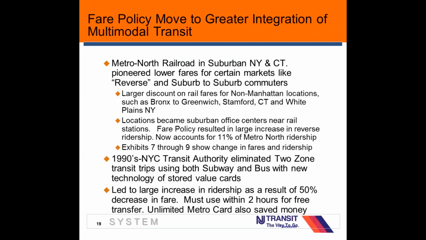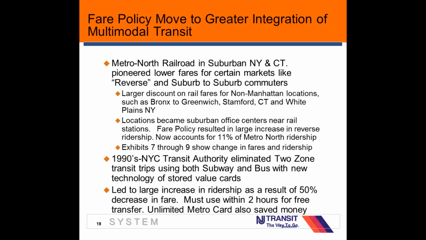Metro North in suburban New York and Connecticut pioneered lower fares for certain markets like reverse and suburb-to-suburb commuters. They gave a larger discount on rail fares to non-Manhattan locations to encourage travel for people from the city, especially the Bronx, to Greenwich, Stamford, and White Plains. These are all suburban office centers near rail stations. This fare policy change resulted in a large ridership increase, which I'll show you in about 2 minutes. And also, these riders now account for 11% of the railroad's ridership.